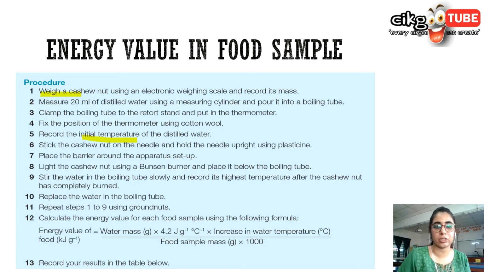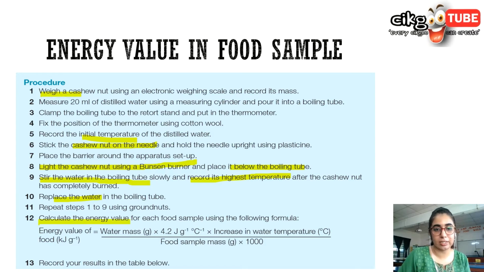Then you stick the cashew nut on the needle and hold the needle upright using the plastic, like how it's shown in the picture. Then you light the cashew nut using a Bunsen burner and place it below the boiling tube. Then you stir the water in the boiling tube slowly and record its highest temperature after the cashew nut has completely burned. Then you replace the water and repeat the steps 1 to 9 using the groundnuts.